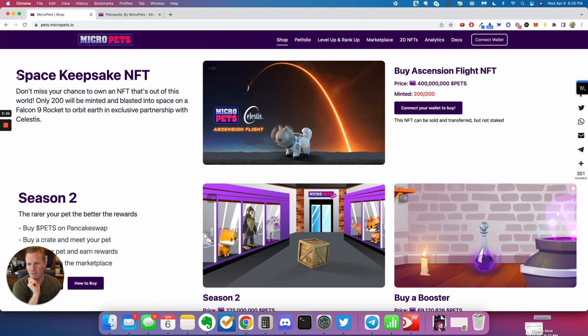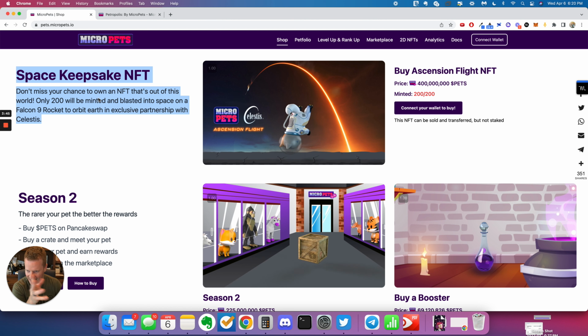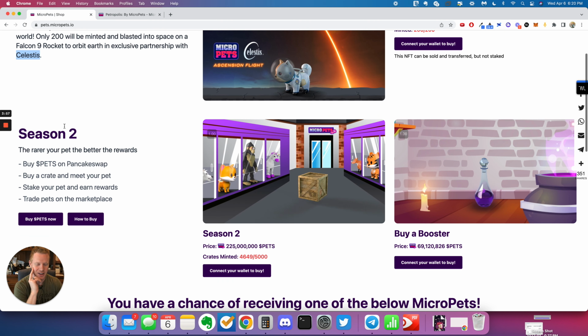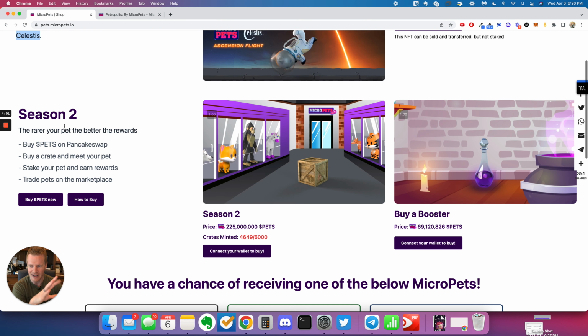First off, I'm bummed we missed this space keepsake NFT. They had this opportunity where you could draw something. I don't exactly know how it worked, but then they minted these NFTs and blasted them into space on a Falcon 9 rocket, partnered with Celestis. So I assume they're up in the air flying right now. They just have some cool things that they're doing. They're always having creative little things like that.